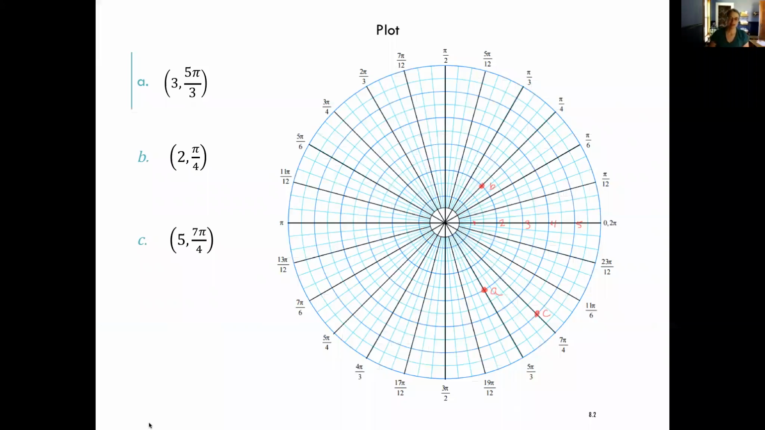Okay, so this all looks okay. If you have any questions with graphing polar coordinates, think about it and bring them to a study session. And let's go on here.